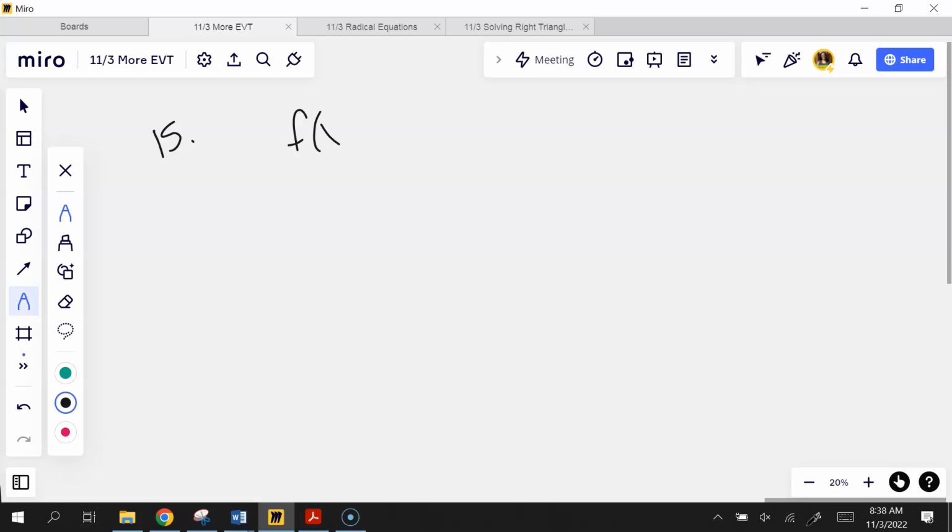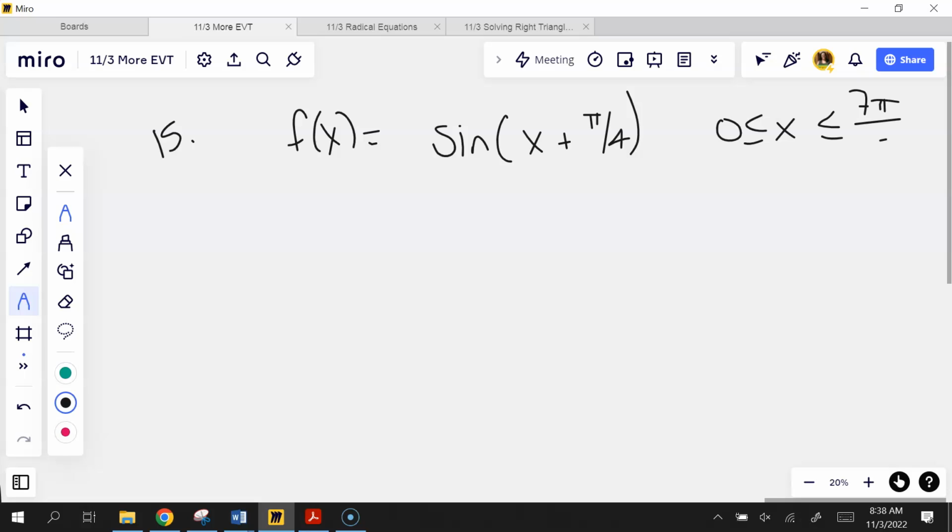Oh, a trig function. Sine of x plus pi over 4 between 0 and 7 pi over 4. Where's 7 pi over 4? Which quadrant? That's right. So I'm going from 0 all the way around to here. All right. I do have endpoints, so let's set them up. 0, 7 pi over 4.